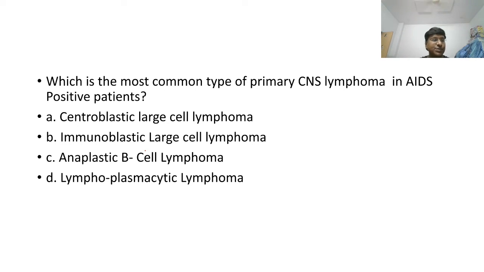So the next question, if you see here: which is the most common type of primary CNS lymphoma in AIDS positive patients? The options are: centroblastic large cell lymphoma. Second option, immunoblastic large cell lymphoma. Third option, anaplastic B cell lymphoma. Fourth option, lymphoplasmacytic lymphoma.